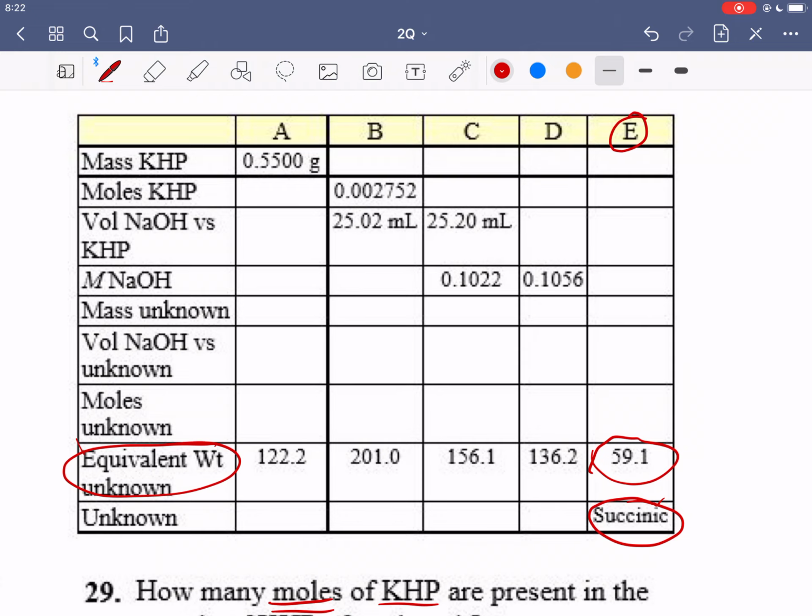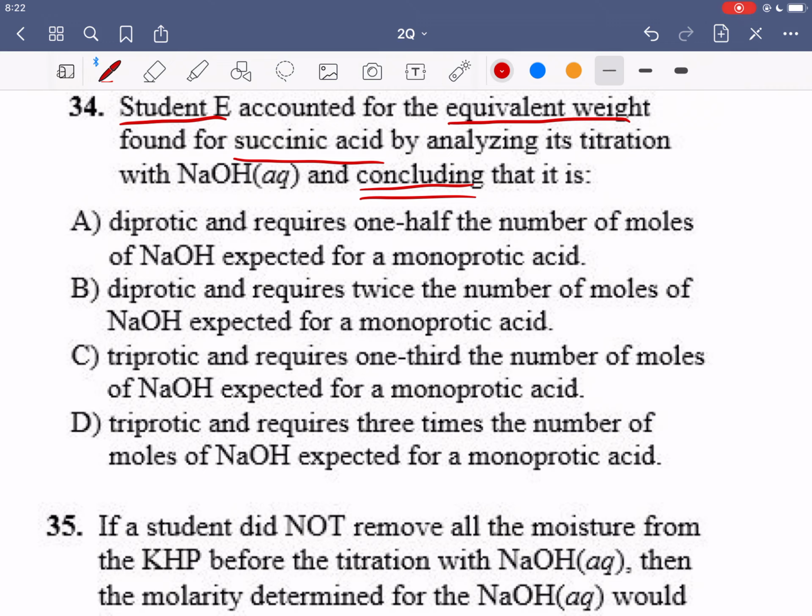So succinic acid looks like this, okay? And then just quickly going back to the answer options, they're telling us that the student concluded that it was either diprotic or triprotic, and it requires either a half, or twice, or 3 times the number of moles of NaOH that a normal acid would.